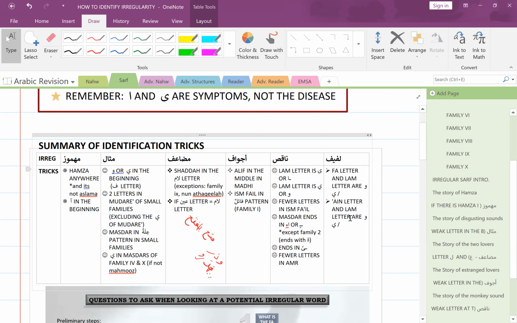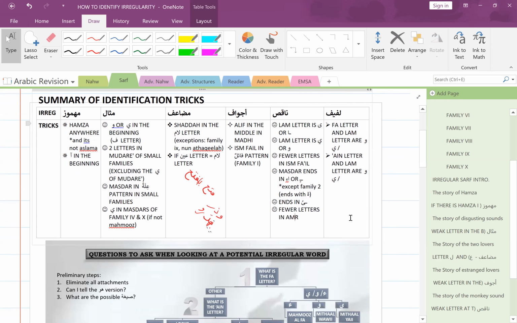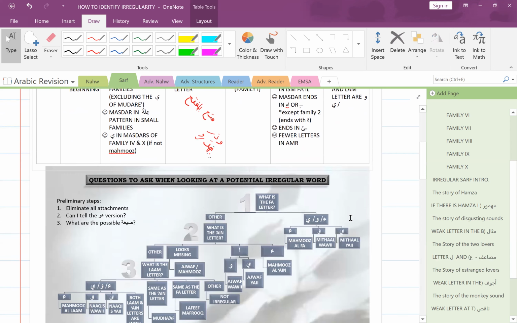And of course, lafif is where the first letter or the last letter is a weak letter, or the last two letters are weak letters. So that's basically that.